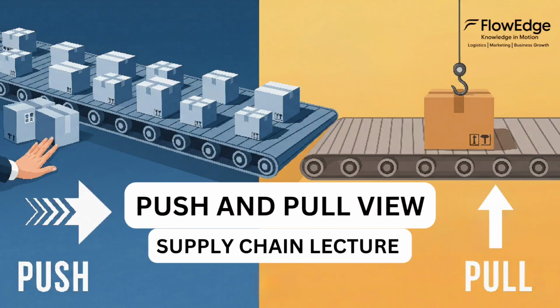Welcome everyone. Today's lecture is on push and pull view in a supply chain. Let's explore how supply chains make decisions about production, inventory, and distribution, and how these decisions impact efficiency and responsiveness.